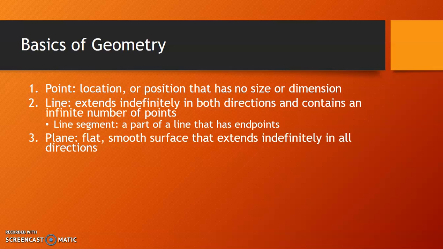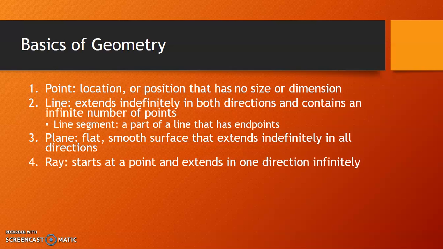Now a plane would be a flat, smooth surface that extends indefinitely in all directions. So a plane would be like a rectangular shape, or it could be a triangle shape, or it could even be something like an octagon, or it really could be anything. But like a line, planes continue to just expand. So imagine if you have a rectangle in front of you, and you have points and lines inside of this plane, so inside of this flat surface. If the lines continue to go forever, that plane is going to also continue to extend in all directions.